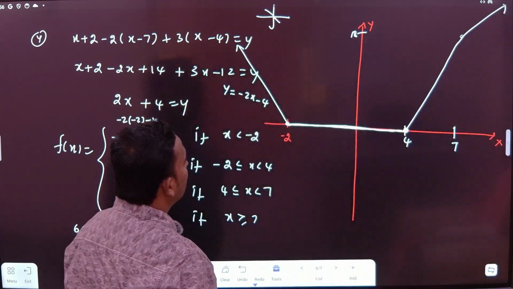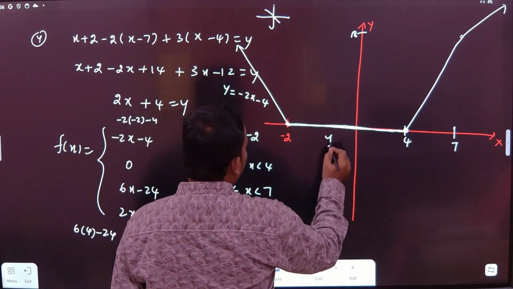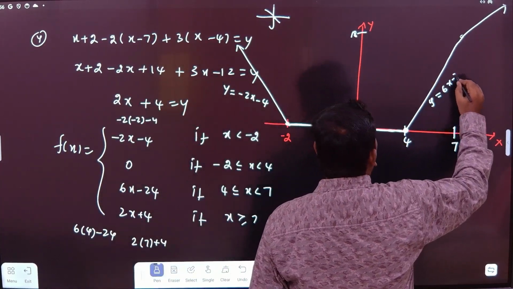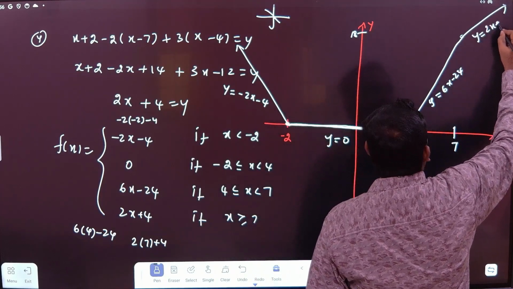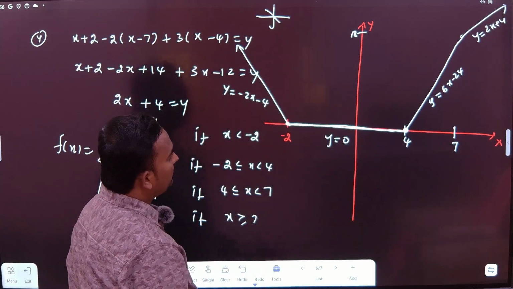This is the graph. This is your graph of minus 2x minus 4. This is y is equal to 0. This is y is equal to 6x minus 24. This is y is equal to 2x plus 4, right? Just the 2x graph, you shifted 4 units up.